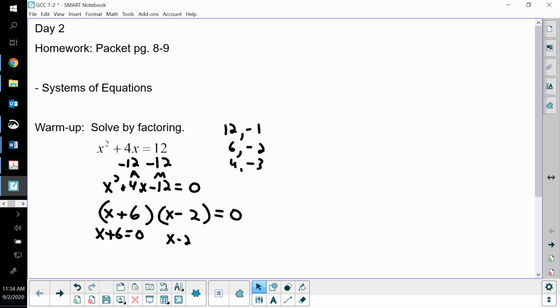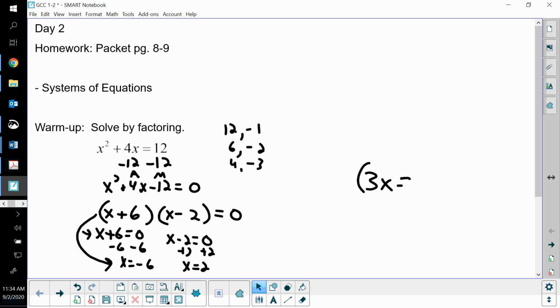Now I get questions a lot of times: can we just skip that step? Can we just automatically say that x equals negative 6 and x equals 2? Can we jump right to that after the parentheses? Well, the answer is kind of. I am okay if you jump from here to here, but you need to understand that this is the next step, because we will eventually see things like 3x minus 7 times 2x plus 1 equals 0.